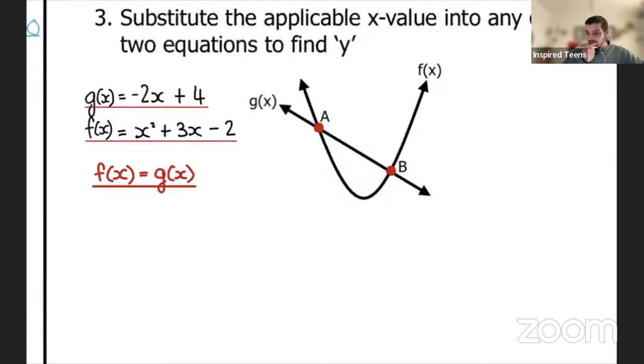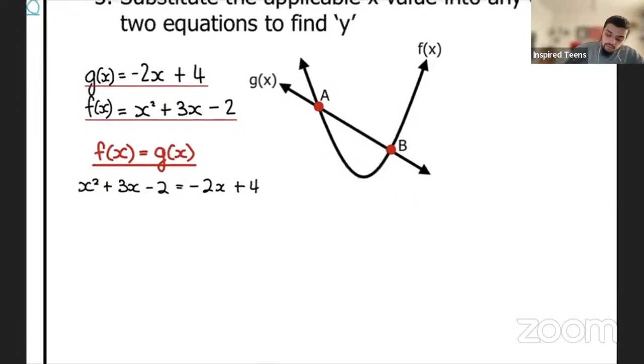Okay, now I'm going to solve for this. So I'm going to say x squared plus 3x minus 2 is equal to minus 2x plus 4. This is equating the two equations. I've taken f of x, placed it there. I've taken g of x, and I've placed it there. So I'm equating the two equations.